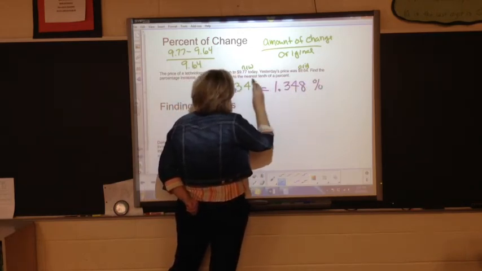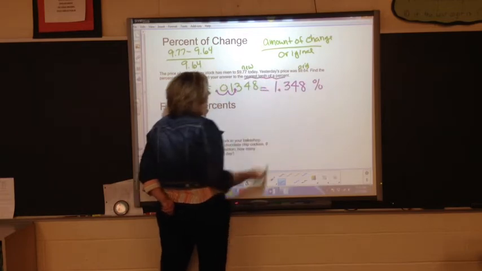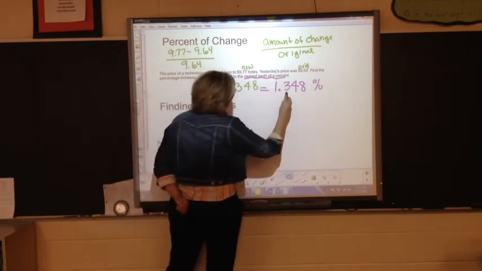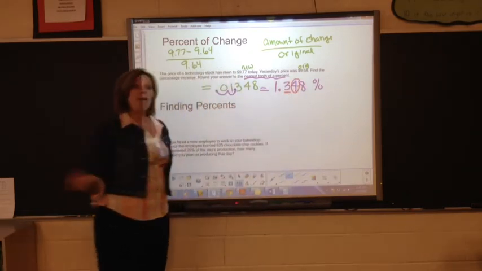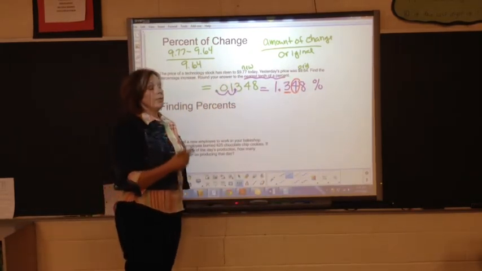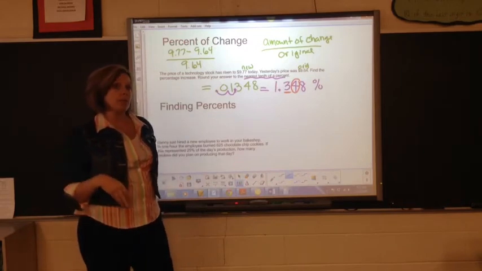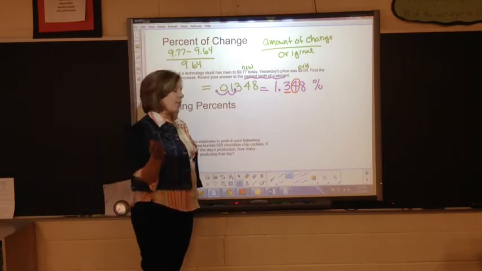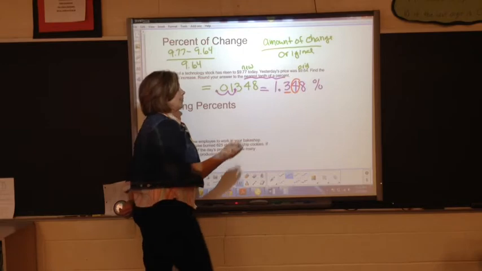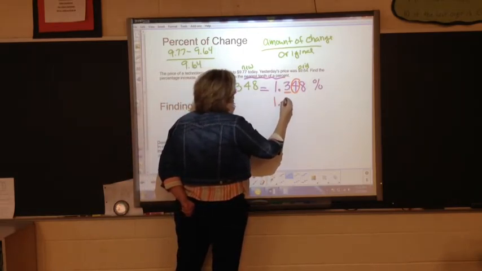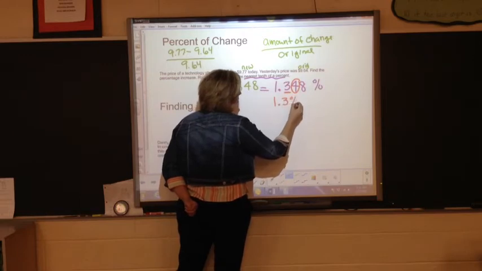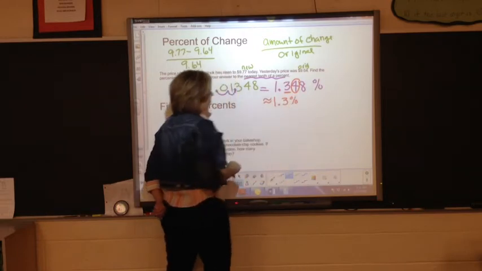1.348%. I need my answer to the nearest tenth of a percent. This is the tenths place. I'm going to circle the number that comes after the tenths place. That number tells me to round up or keep it the same. If that number is 5 or larger, I round up. If it's less than 5, I keep it the same. 4 is less than 5, so this is about 1.3%. Okay?